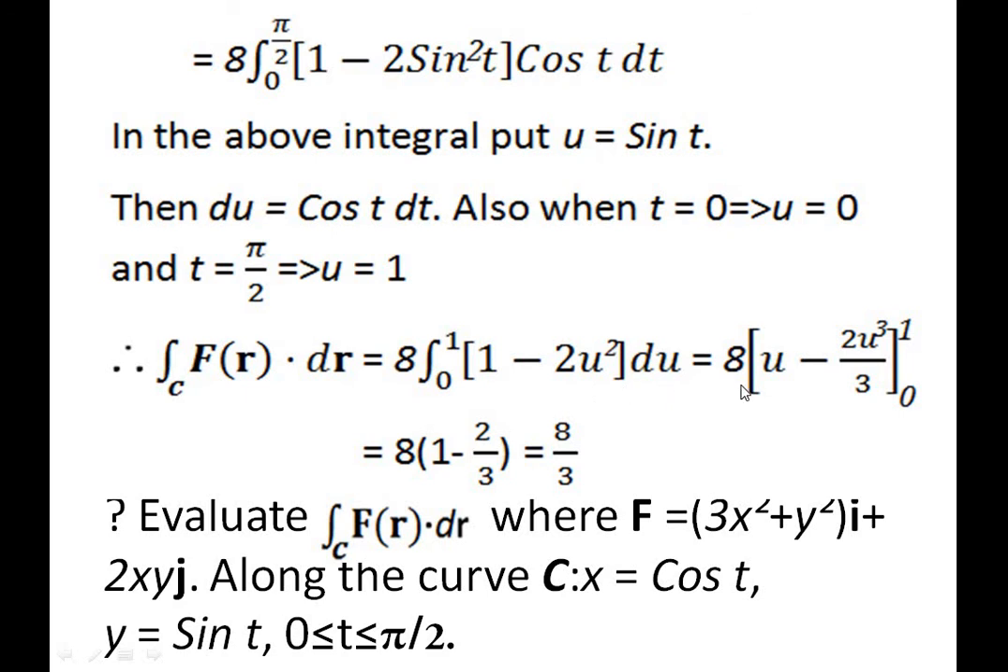Integrating, that is 8 into u minus 2 u cube by 3, from 0 to 1. Substituting the values 1 and 0, we get 8 into 1 minus 2 by 3 minus 0. That's equal to 8 by 3.